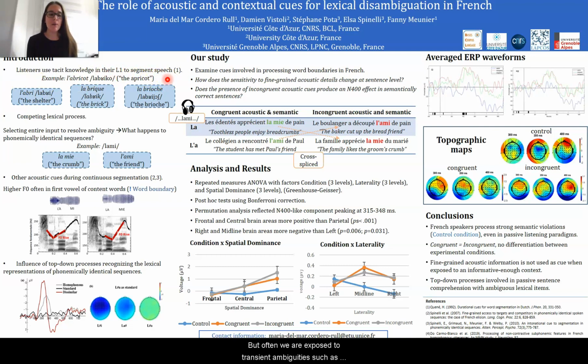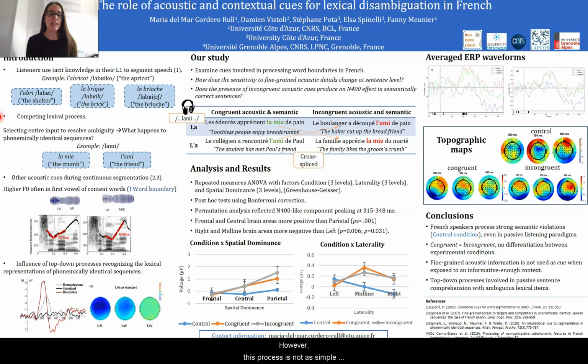But often we are exposed to transient ambiguities, such as the French sequence l'abricot, the apricot, that can be compatible with several options, such as the ones here. Such situations give rise to what is called lexical competition, which is a process that allows listeners to sort out ambiguities and recognize the target meaning.